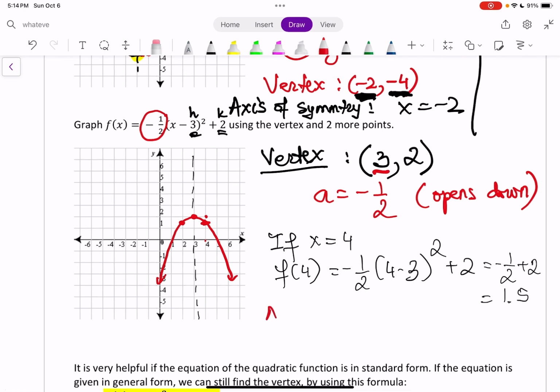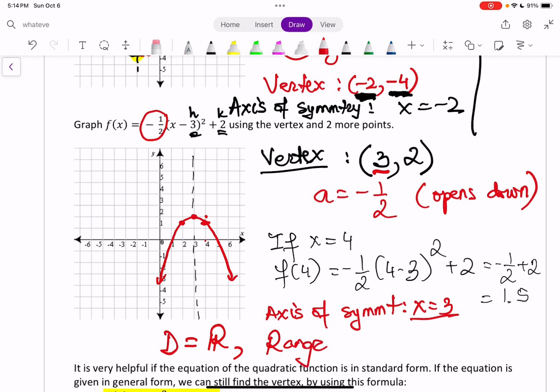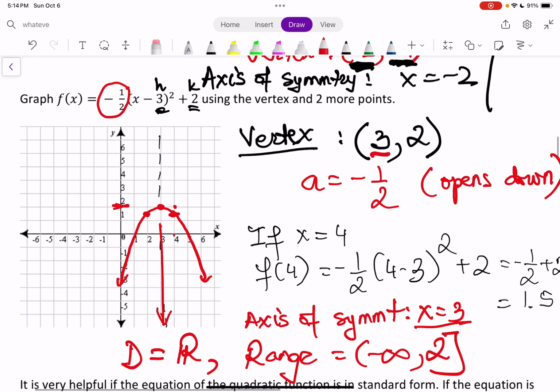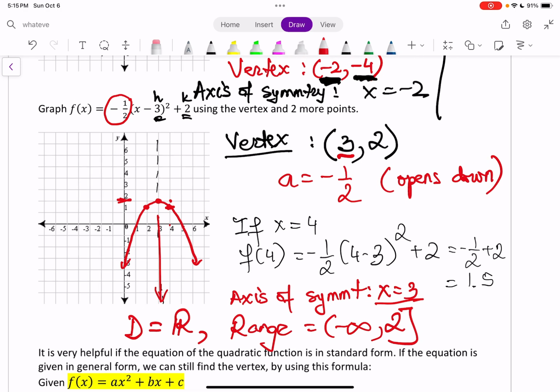Now, of course, the axis of symmetry is the line x equals 3. And of course, the domain is always all real numbers, but the range, as you see, goes from negative infinity up to this highest y value of 2, right? So that's the highest point on the graph, at 2. Then it goes all the way to negative infinity, except we always have to go from smallest up to largest value. So from negative infinity up to 2.